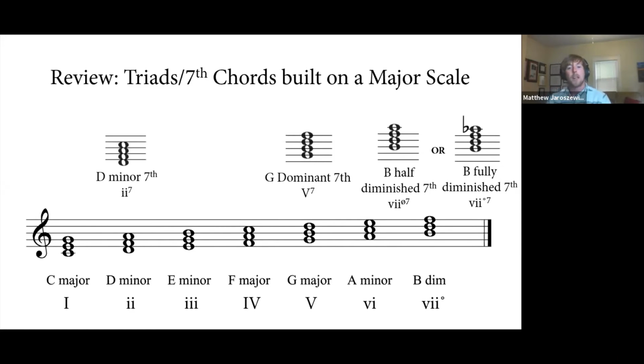scale degree 7. We can also use 7th chords, the minor 7th chord built on scale degree 2. In the key of C, it's D minor 7th. The dominant 7th chord built on scale degree 5, and then the half diminished 7th chord built on scale degree 7, and as I mentioned last time, the only non-diatonic chord, the fully diminished 7th chord, also built on scale degree 7, using an accidental to lower the 7th scale degree from what you would otherwise expect. We went through all of this last week.